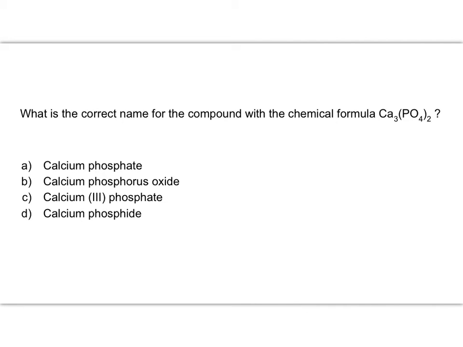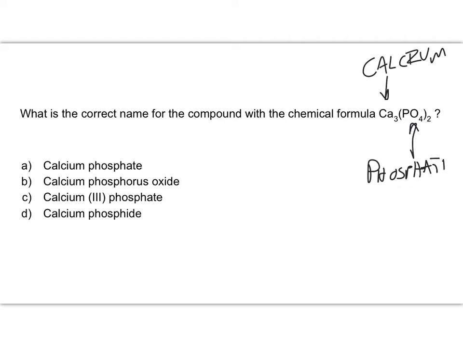What is the correct name for this compound? Ca3(PO4)2. Well, Ca is calcium. So whenever you have just an element as your first portion of a compound, you're just going to use the name of that element. So that doesn't help us eliminate any choices, but it is just something to keep in mind. Now the part that's in parentheses here, the PO4, the fact that there's 2 capital letters there tells us that that's what's called a polyatomic ion. And the name of that polyatomic ion, if you look it up on your chart, is phosphate.